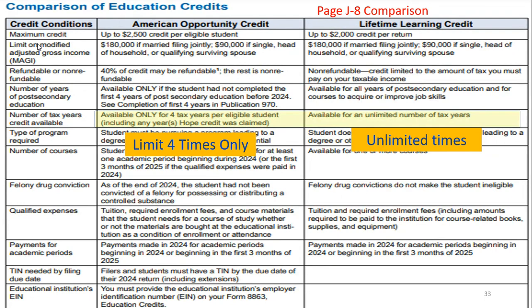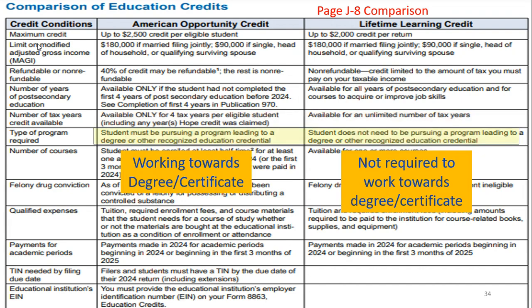American Opportunity can only be used 4 times in your life. Lifetime Learning, keyword lifetime, unlimited number of times as long as you meet the qualifications. American Opportunity, again, you're working towards a degree or certificate. Lifetime Learning, you could be working towards a degree or certificate, but it's not required.